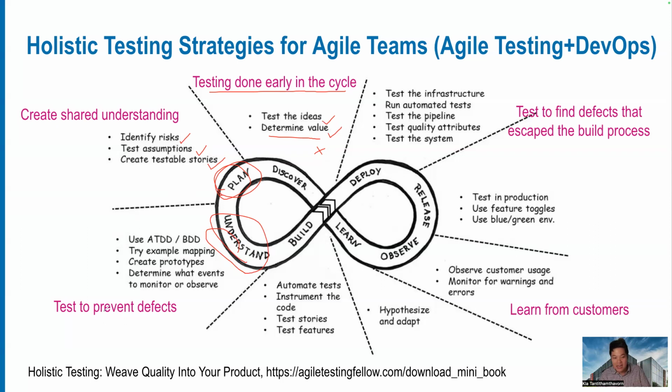So planning and understanding, you want to test to prevent defects. So you want to create acceptance testing. You want to create some examples, try example mapping. You want to create some prototypes, determine what events to monitor or observe, right? For example, division by 0.